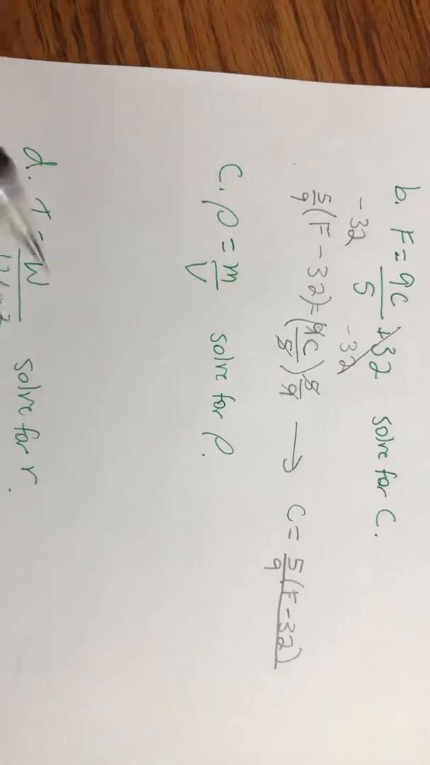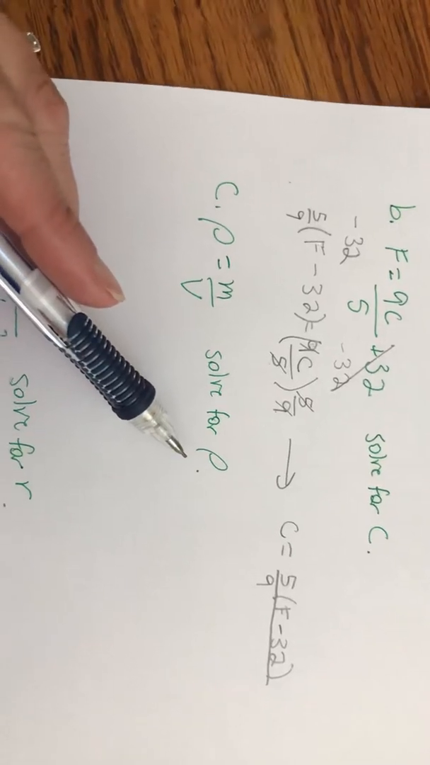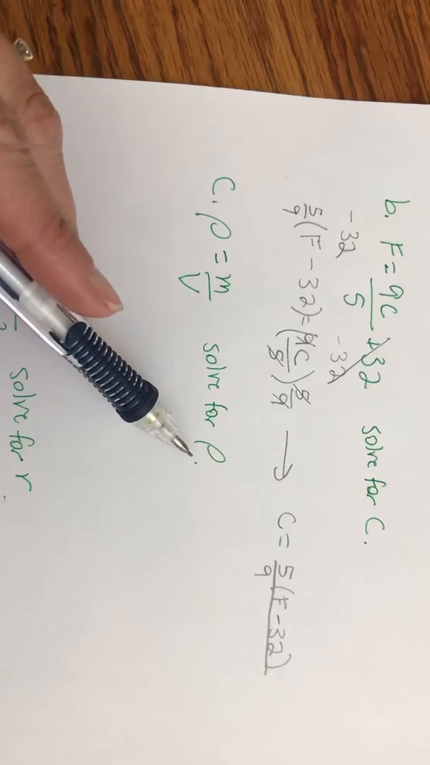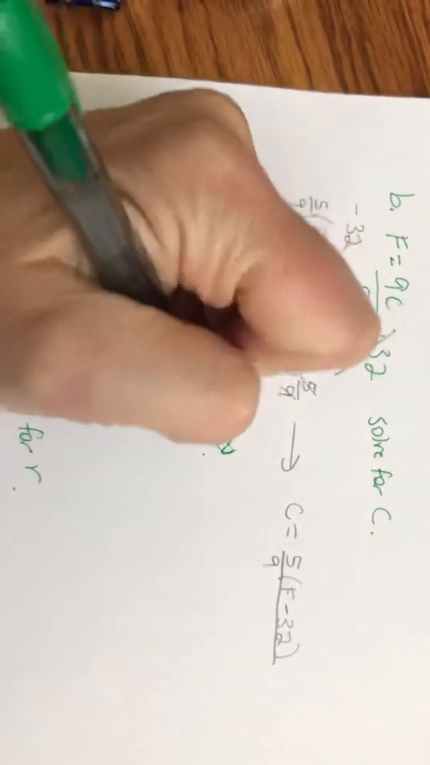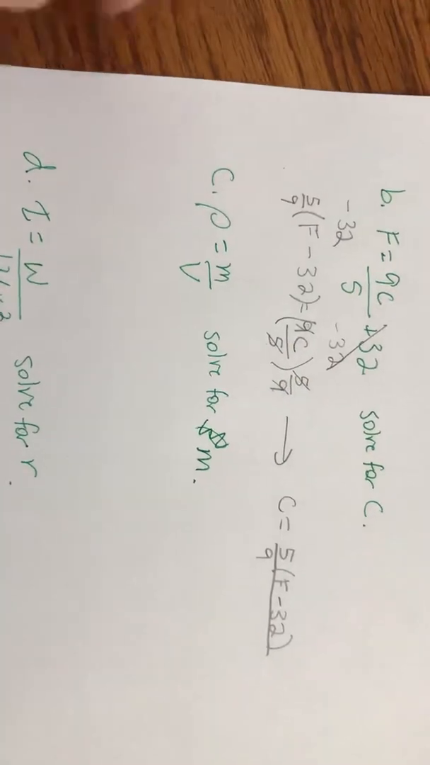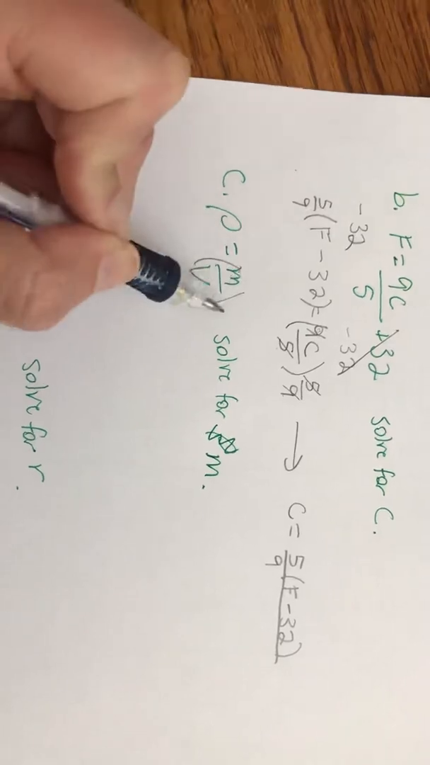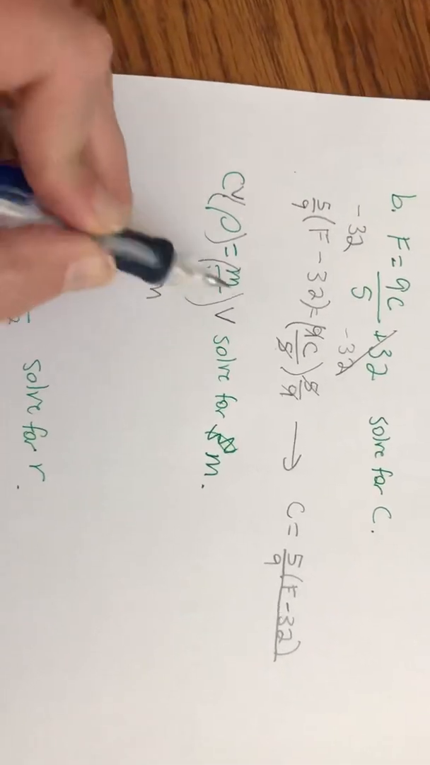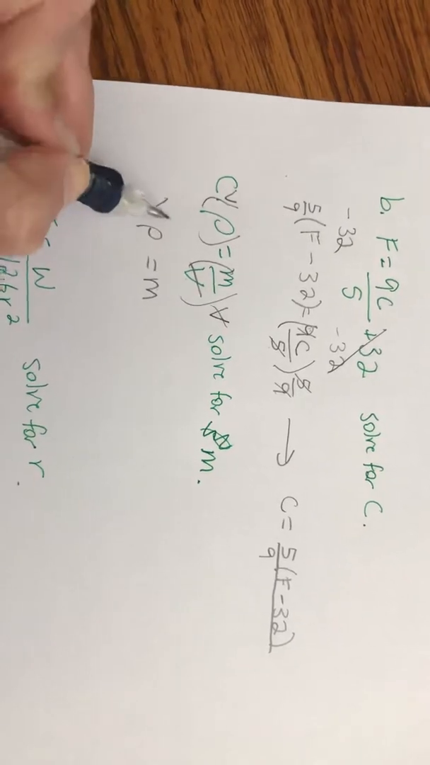Okay, this is the Greek letter rho, and it means density in science. And so this one wants us to solve, not solve for rho. They want us to solve for M, mass. So I need mass alone, so this is division, so I just multiply both sides by V. So I'm left with mass equals rho times V.